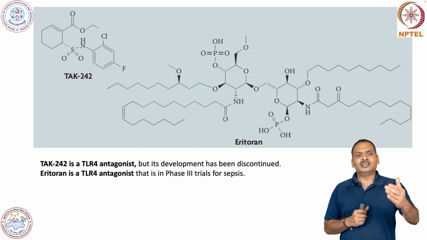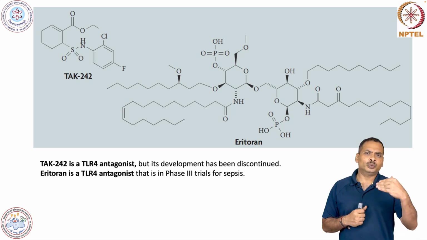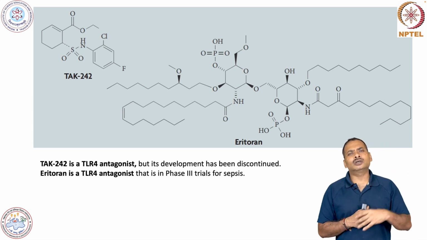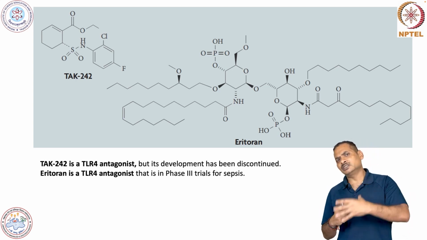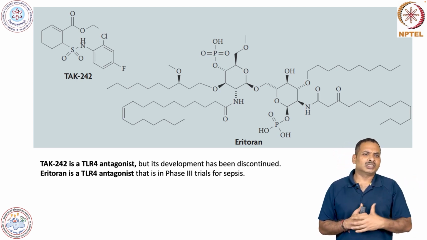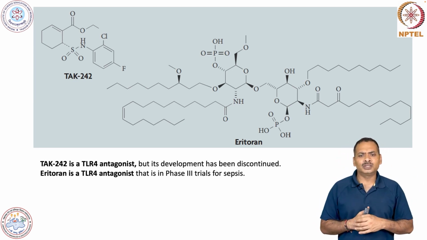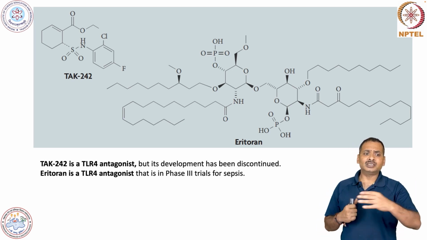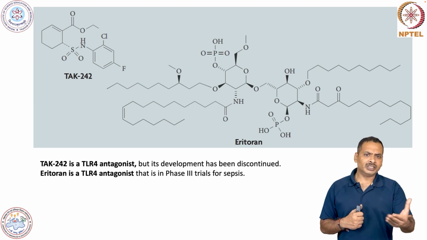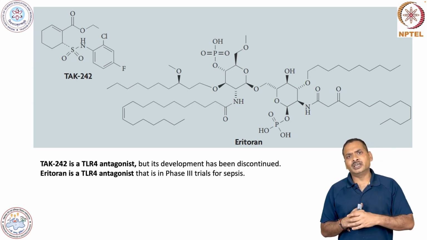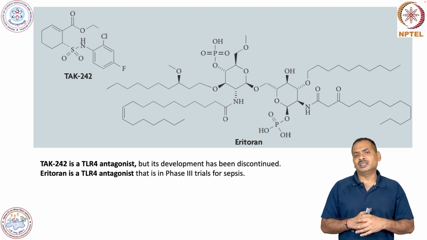Okay, here there are some molecules. One is TAK-242, which was proposed to be used against sepsis or shock conditions. Okay, LPS mediated sepsis and shock, but most likely this has some side effects, so its development was stopped and it is discontinued. However, on the other hand, there is another molecule known as eritoran. Eritoran is basically also a TLR4 antagonist, and it is in phase 3 clinical trial for sepsis.